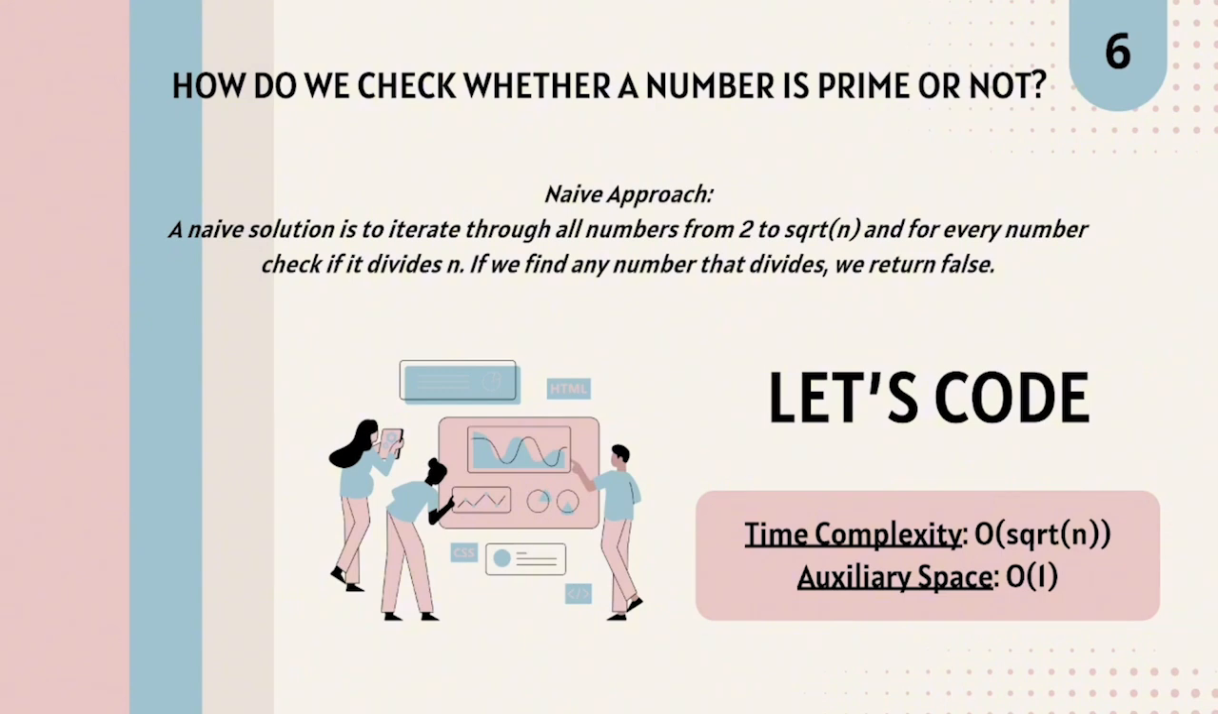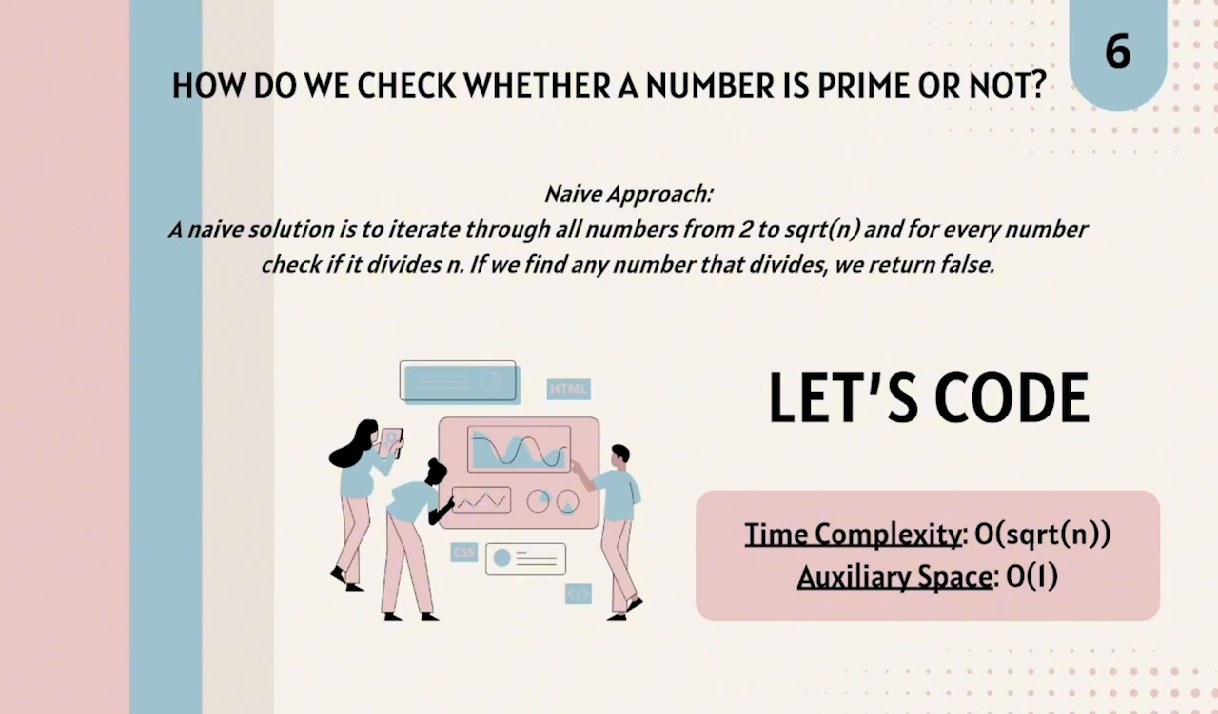I hope you have written the code. I have already written the approach here. This is the naive approach. You have to iterate from 2 to the square root of n, and for every number you have to check if it divides n. Why up to the square root of n? Because it shortens the iteration and is equivalent to going till n. If a number is divisible by something larger, it will obviously be divisible by something up to the square root of n. This code will have a time complexity of O(square root of n) and auxiliary space of O(1).